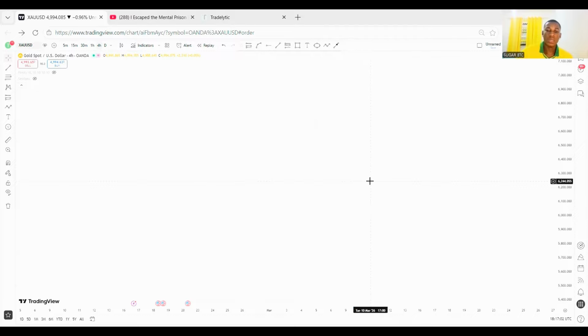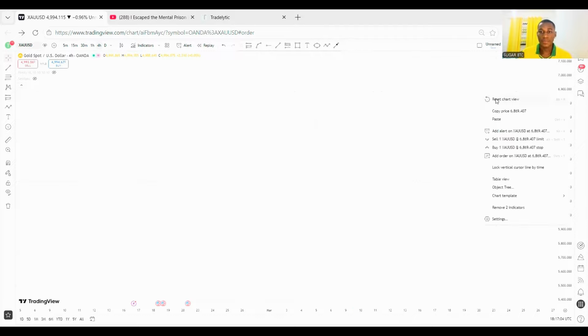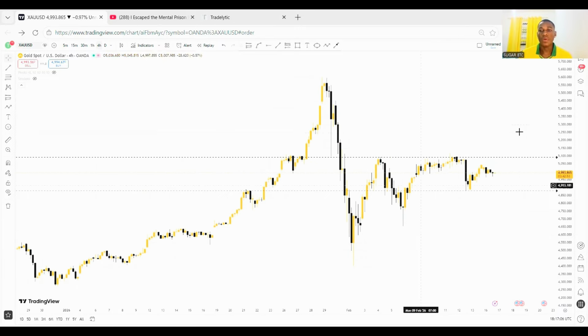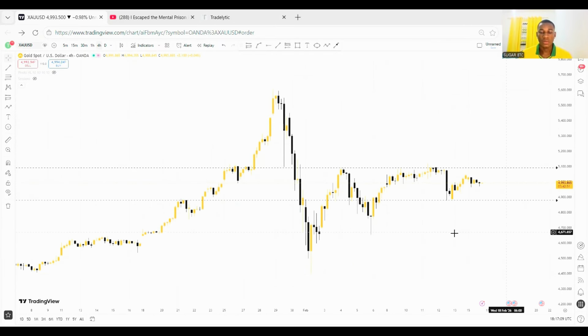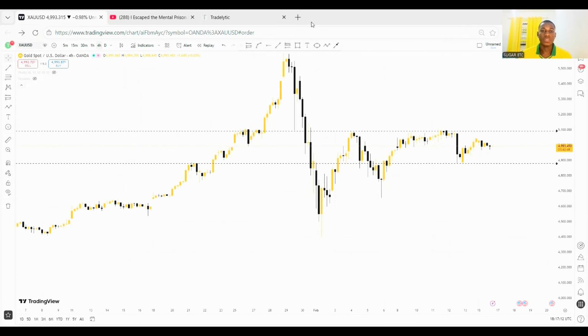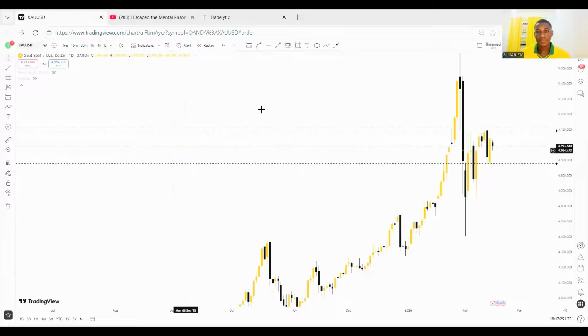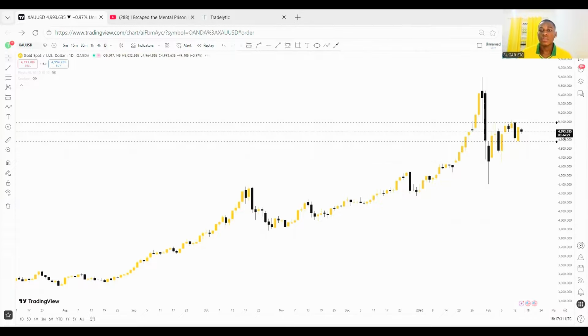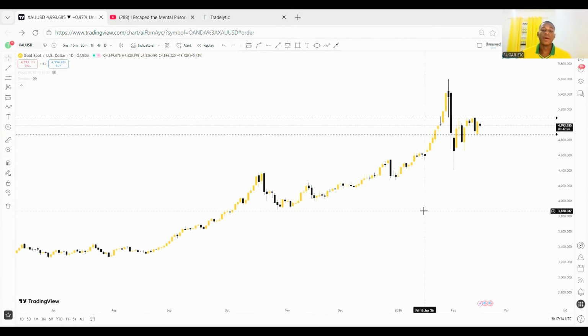So for instance, let's hop on gold, right? We are on gold right now. What is an uptrend? An uptrend is when we keep seeing higher highs and higher lows in the market, right? So boom, that's an uptrend. If we can clearly see on gold, let's go to the daily time frame. On the daily time frame, we can clearly see that price on gold is on an uptrend.